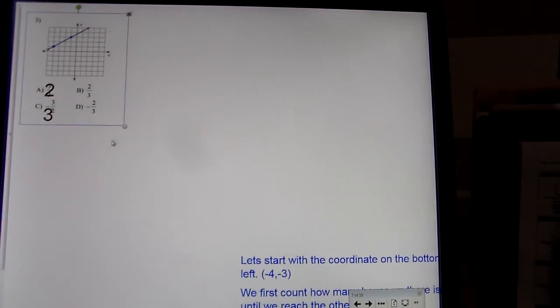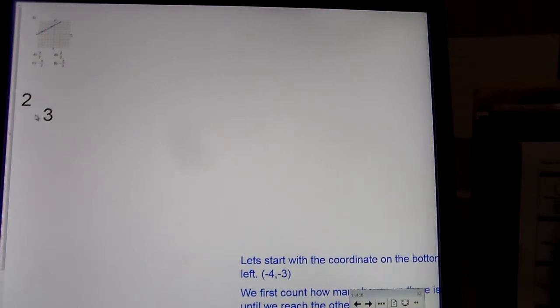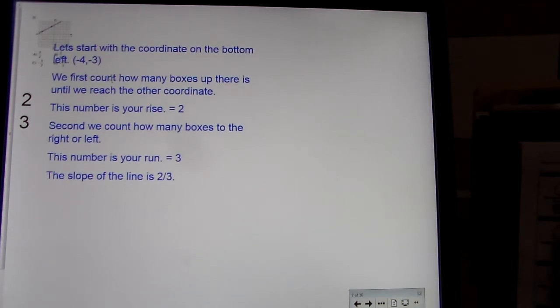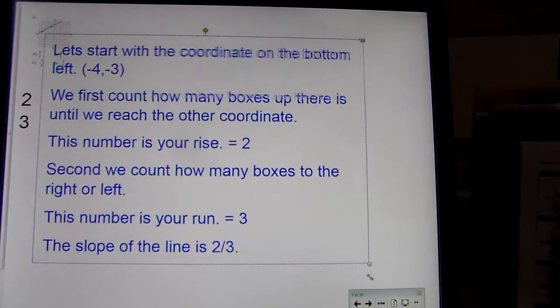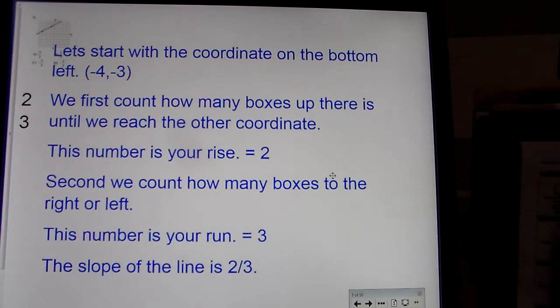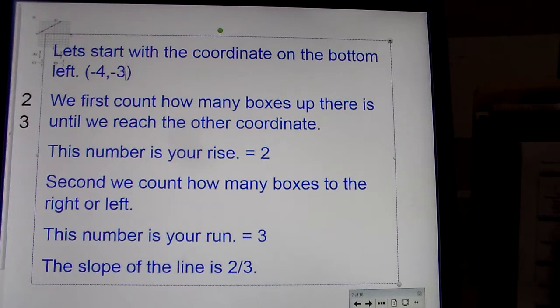Let's explain that in words. I'll make them nice and big. So let's start with the coordinate on the bottom left, which is -4, -3. I'm sorry, -4, 1, I believe it was. We first count how many boxes up there is until we reach the other coordinate, which in this case was a rise of +2.